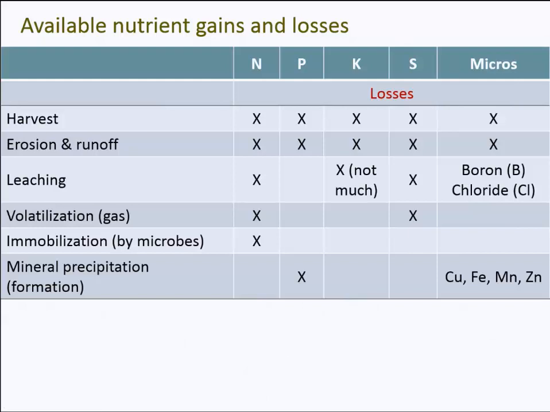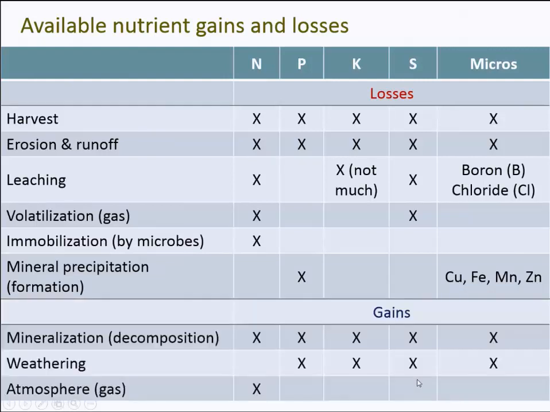Only a couple of the nutrients volatilize, meaning escape as gases to the atmosphere, and those would be nitrogen and sulfur. And then only really nitrogen gets immobilized, meaning gets bound in really high amounts by microbes. Certainly microbes need phosphorus, potassium, sulfur, and micros, but nitrogen's the main one that they essentially consume. And then phosphorus is the main nutrient that really can precipitate, generally as calcium phosphate minerals in Montana, and then also some of the micronutrients, copper, iron, manganese, and zinc can also form minerals.